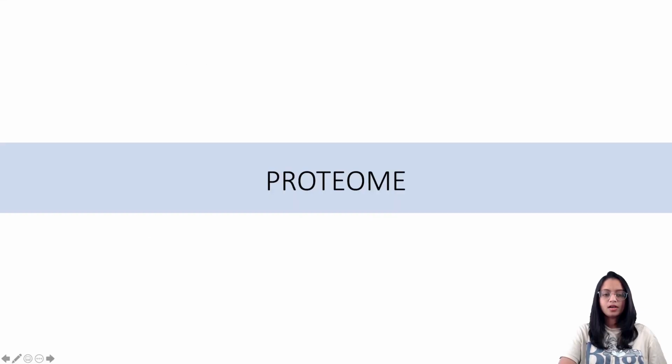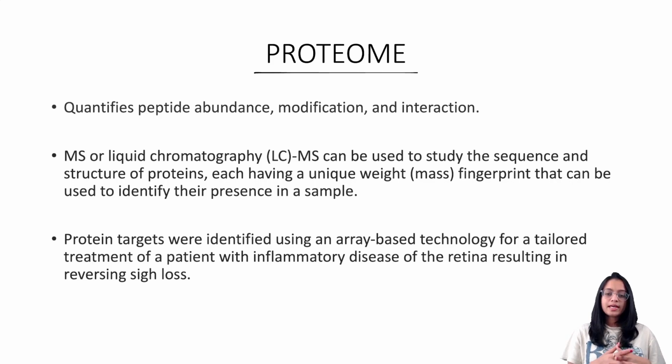Now, talking about the proteome, at this level, we study the abundance, modification, and interaction of proteins with other proteins. Basically, proteomics helps us understand how the expression of proteins, their structure and function can cause diseases. These approaches allow us to compare the protein profiles of cells in healthy versus diseased individuals, which can be used to identify proteins associated with disease development and progression.